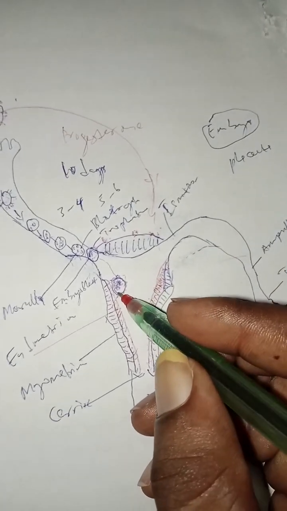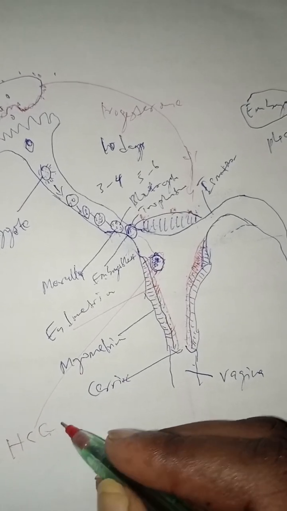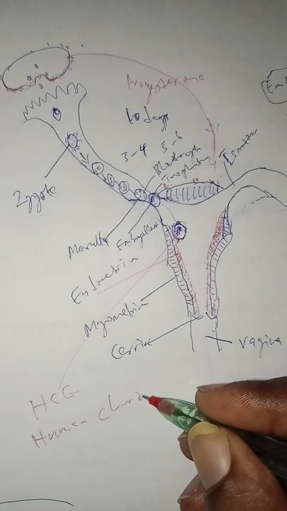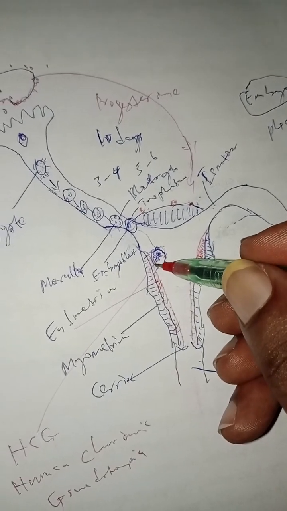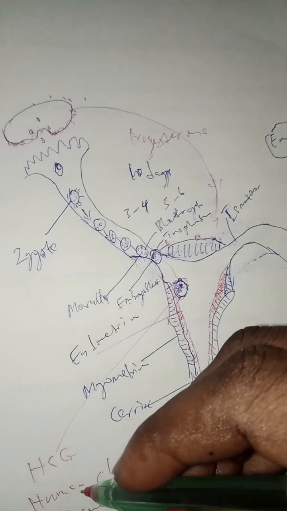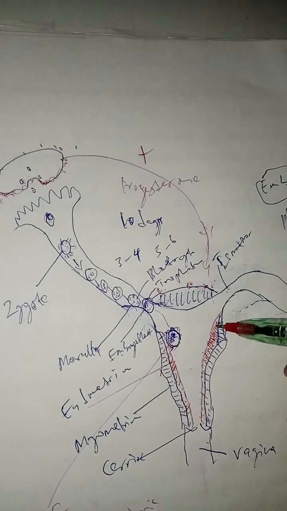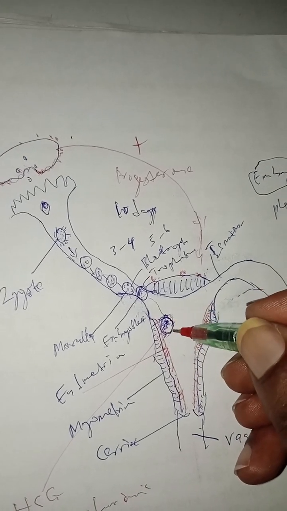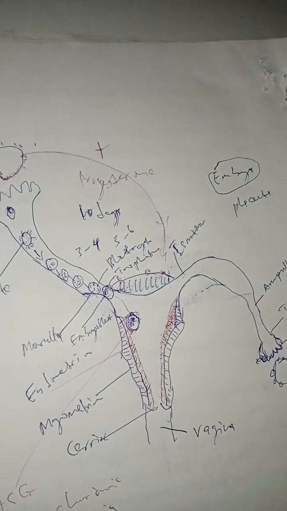Let me use this red pen so that you understand what I'm saying. The trophoblast, which is the one outside, will now release a special hormone called HCG. What is HCG? HCG is human chorionic gonadotropin. This hormone released by the trophoblasts sends a feedback message to the corpus luteum to continue releasing progesterone, such that this endometrial wall will be maintained for implantation by the trophoblasts to take place.